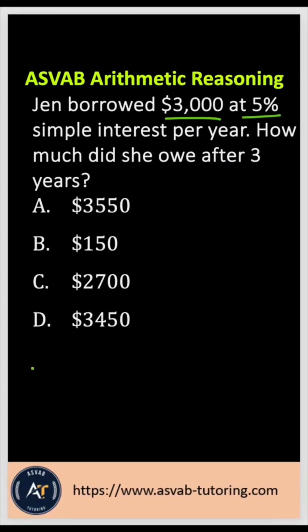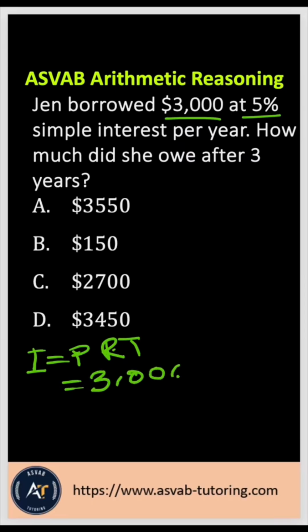So let's do that. The formula to find the interest, I equal to PRT. So that is principal times rate times time. The principal is 3,000 times rate is 5%. Anytime you multiply percent, you have to make this percent into a decimal. That gives you 0.05. And then the time is 3 years. So multiply that by 3. So let's multiply these two together.